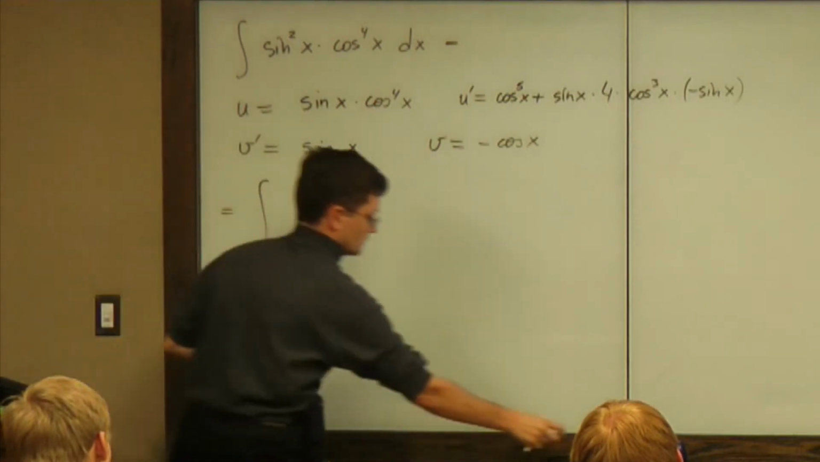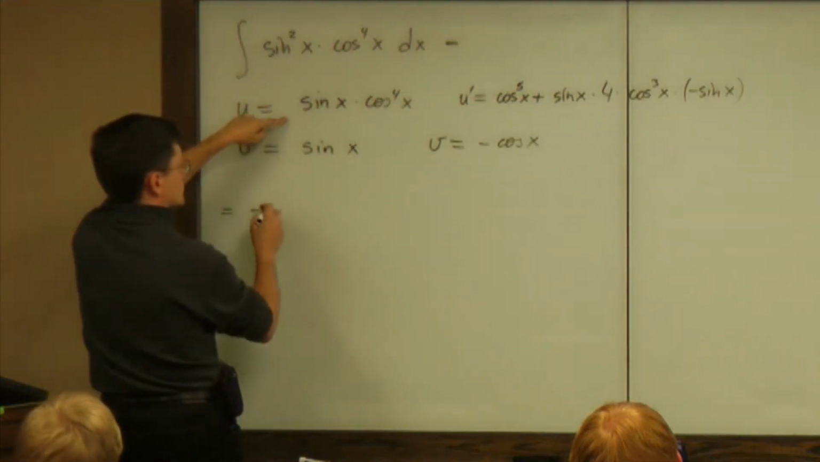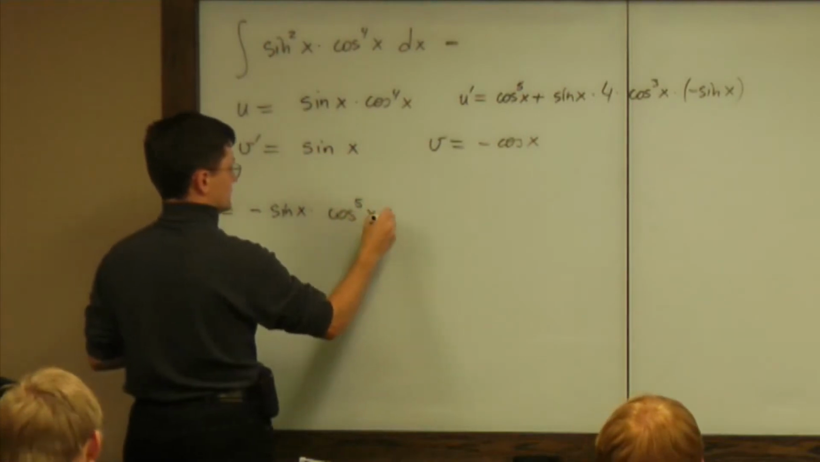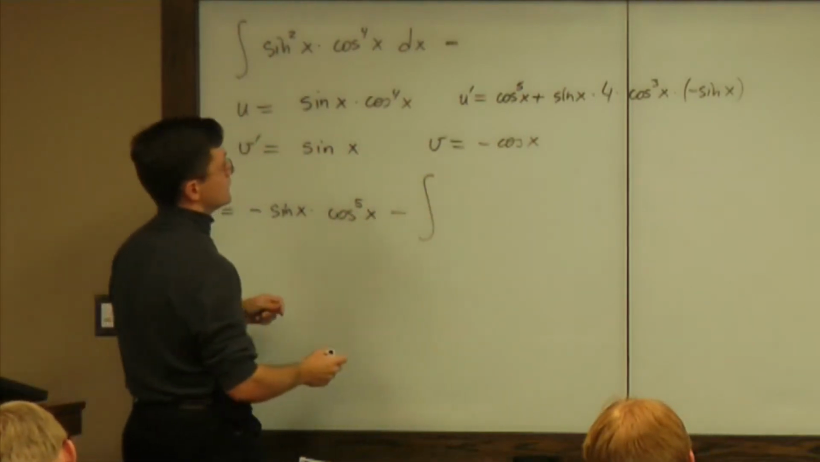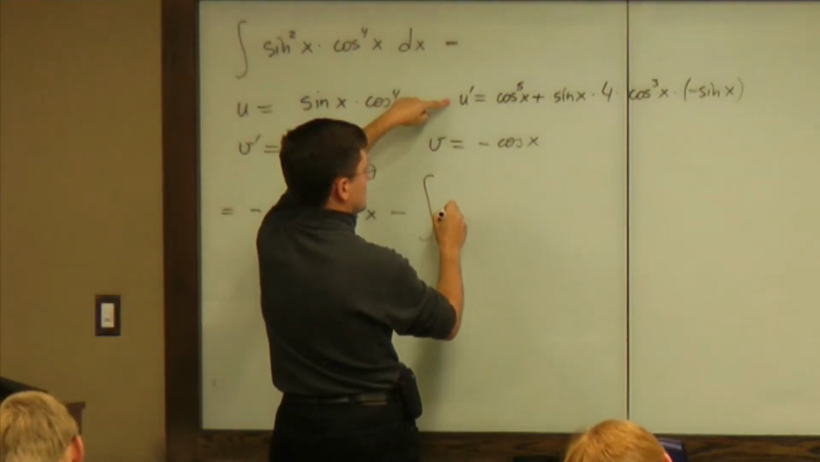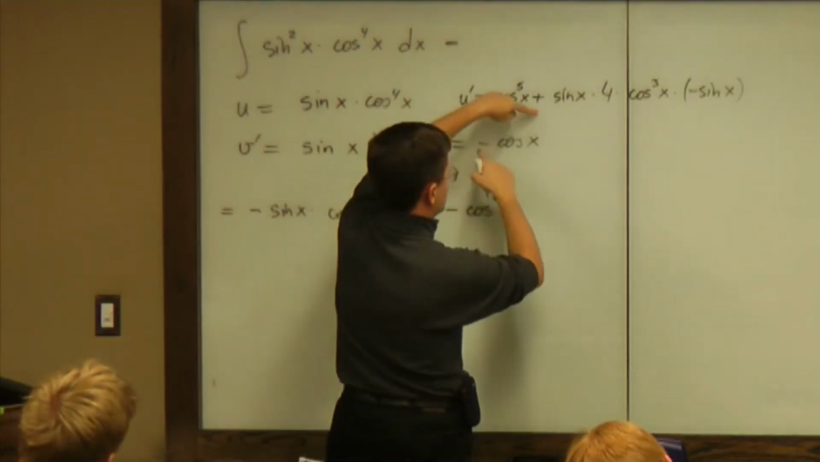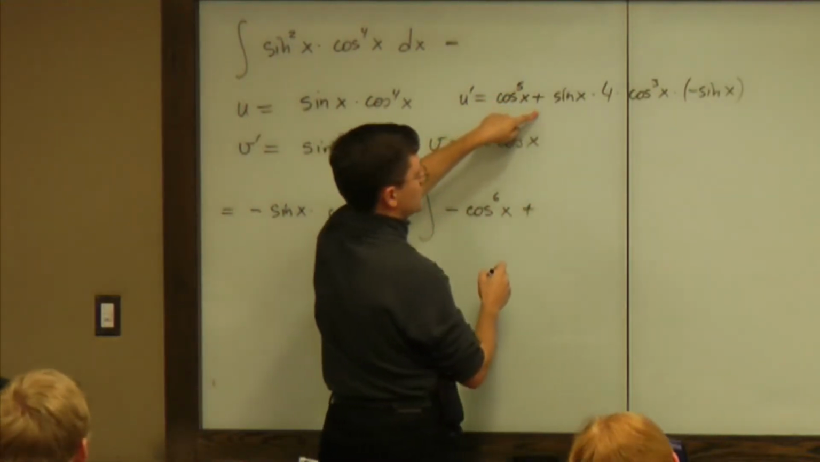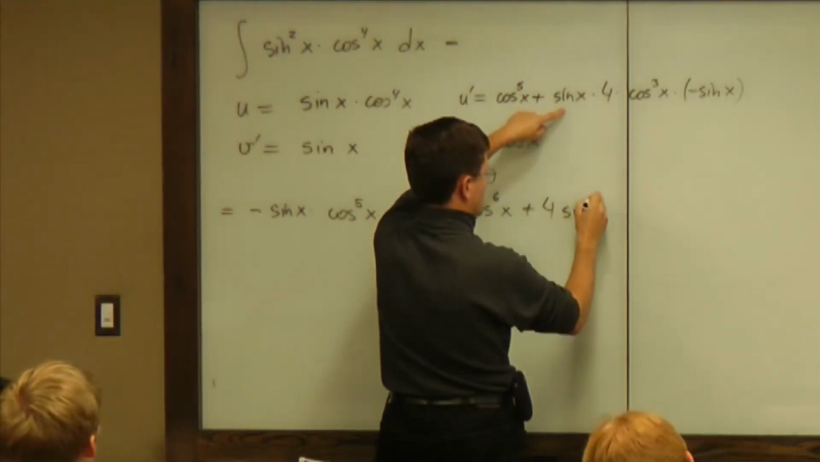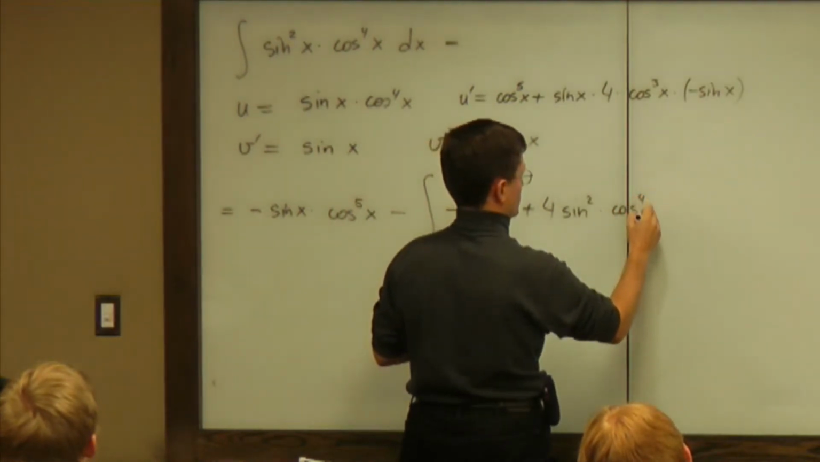So we have, not an integral first, but the product of u and v, negative sine x times cosine to the power 5, and then minus an integral of that product that has negative cosine to the power 6, and negative makes it positive, 4 times sine squared times cosine to the power 4.